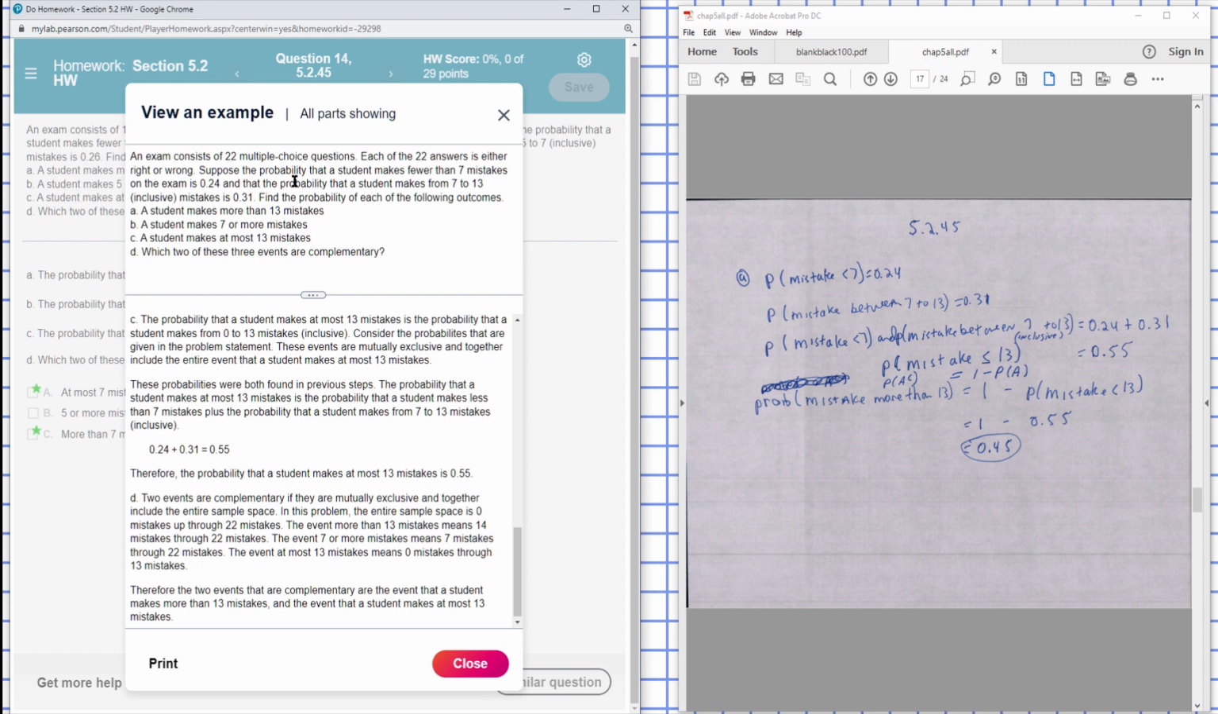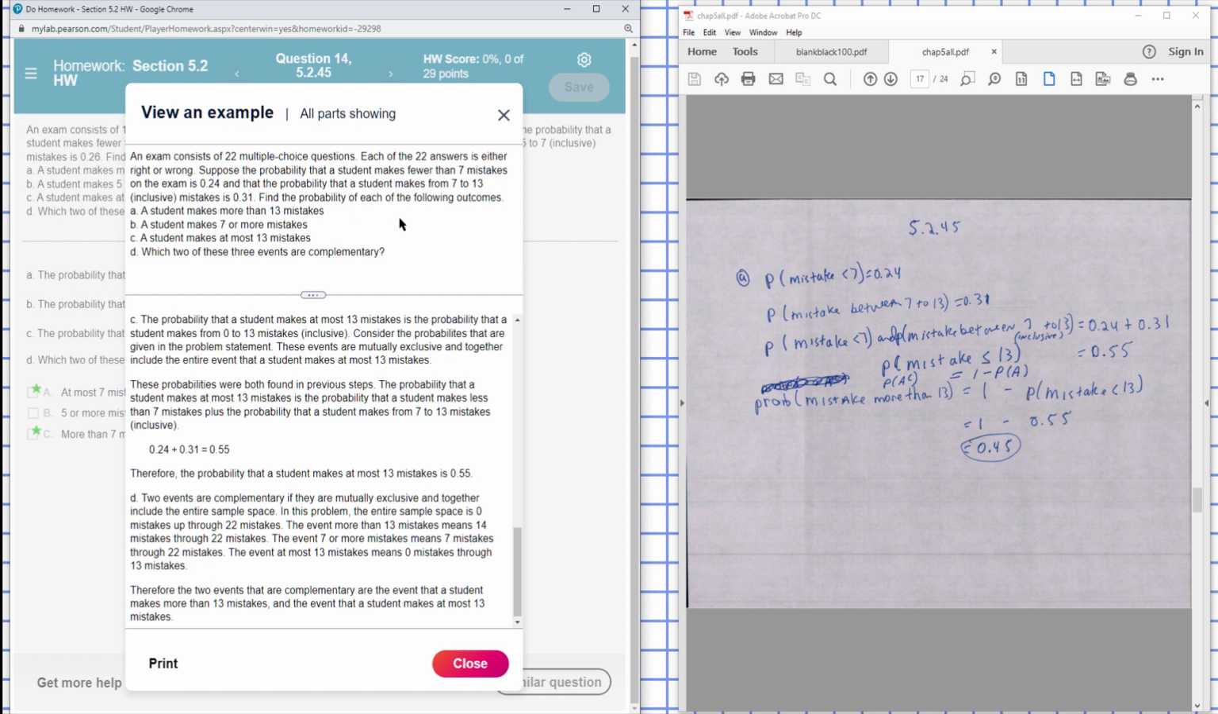Suppose the probability that the student makes fewer than, less than 7 mistakes on the exam is 0.24, and the probability that the student will make from 7 to 13 inclusive is 0.31, so it's including the 7 and the 13. It's 0.31.